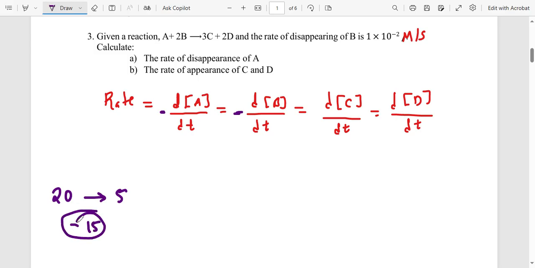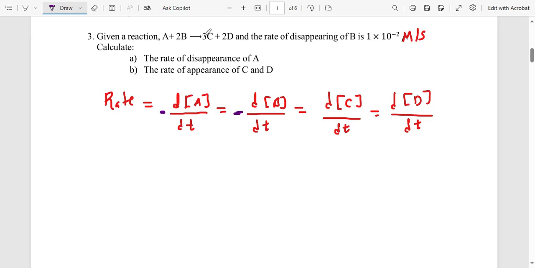But the rate can't be negative. That's why we attach this negative in front so that it cancels with this negative. Rate is speed. You can't have negative speed. It's not possible. It's not velocity. With velocity, the negative just tells us the direction. It's not that the number itself is negative. It's just the direction.